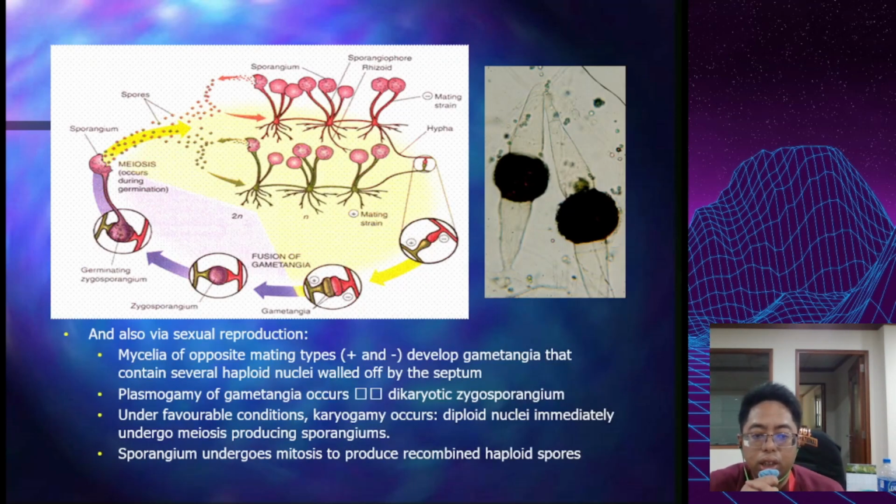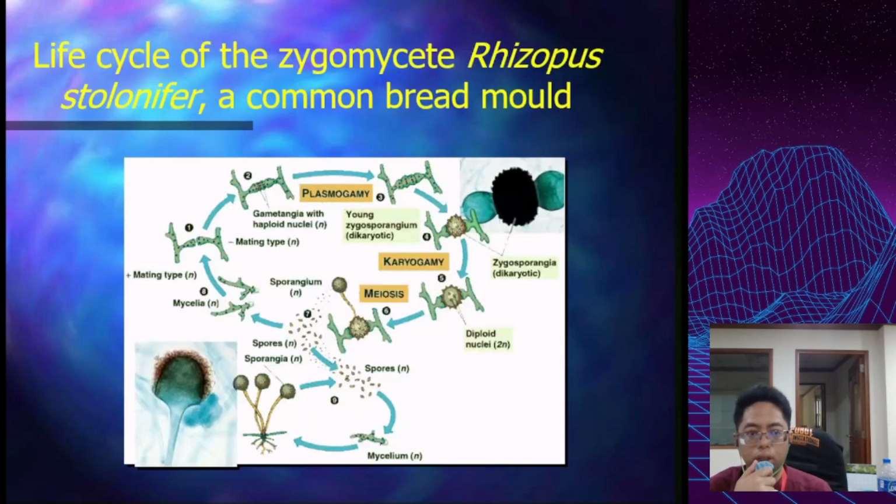It also reproduces via sexual reproduction. Mycelia of opposite mating types, plus or minus, will develop gametangia that contain several haploid nuclei walled off by septum. And then plasmogamy of the gametangia occurs. What will happen is that you have a cell which has two nuclei, dikaryotic, the zygosporangium. Under favorable conditions, karyogamy occurs. The haploid nuclei immediately undergo meiosis, producing sporangia.